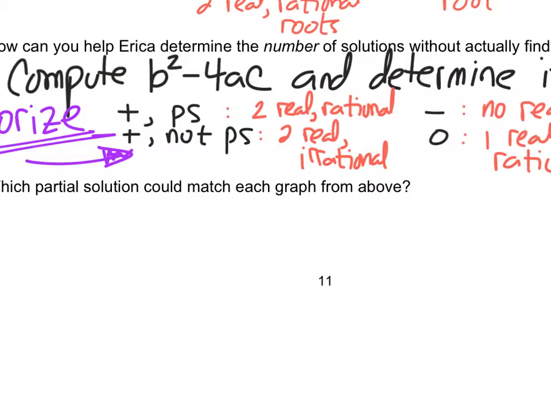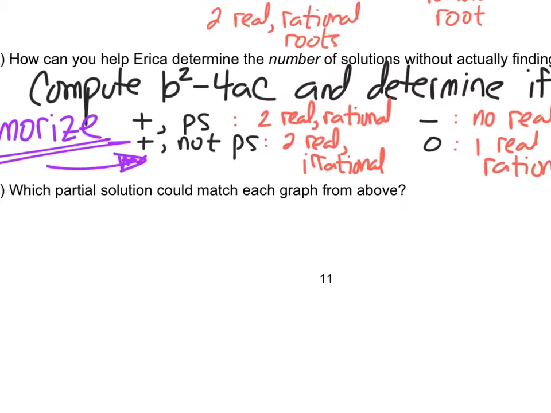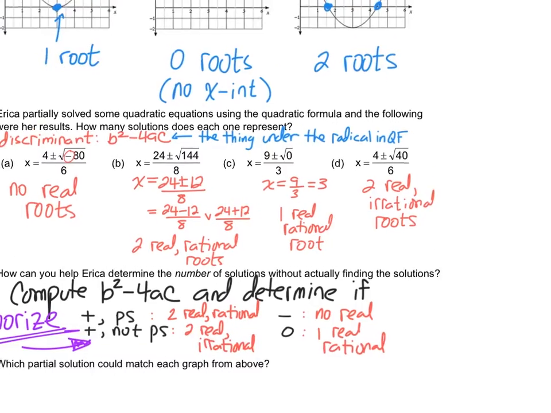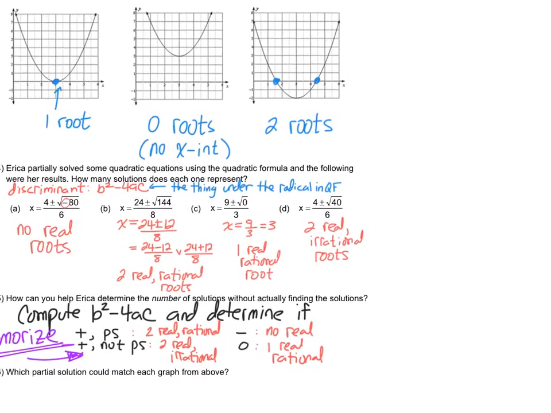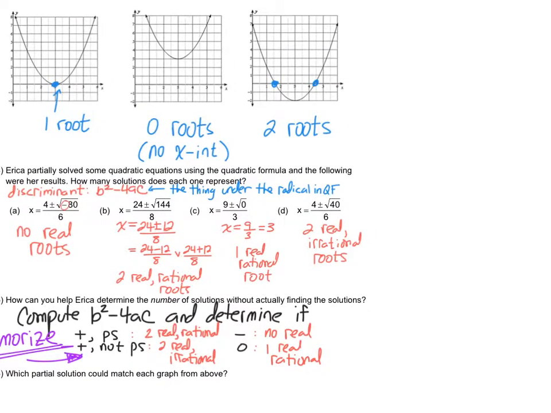All right, so in number 6, what we want to do is take a look at what we got in number 4 and compare it to the graphs and see which ones could go along, which partial solutions could go along with the graphs that were given. All right, so which one would go along with the first graph? Which partial solution, A, B, C, or D? C. So 1 and C. What about the second one?